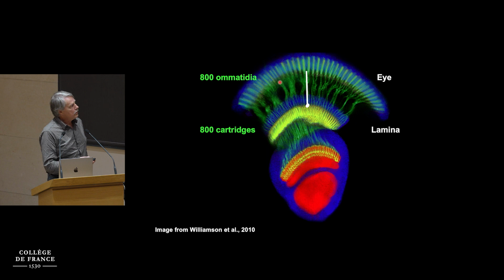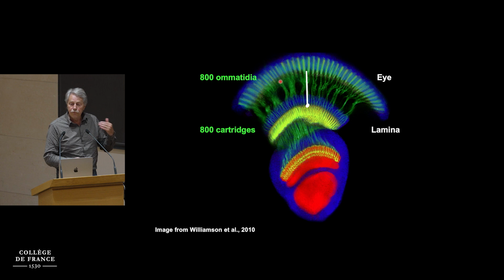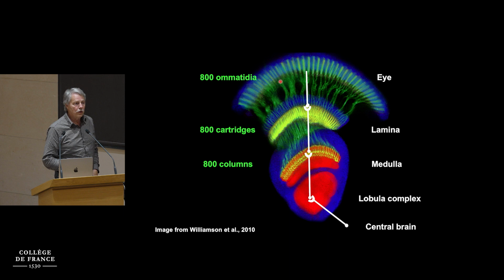Then you go deeper into the brain, into the medulla, where I'm going to spend most of my time, which processes vision in every sense: color vision, motion vision, object detection, whatever. And then this is processed by higher processing centers, very interesting stuff, but we will not have time to talk about this today.